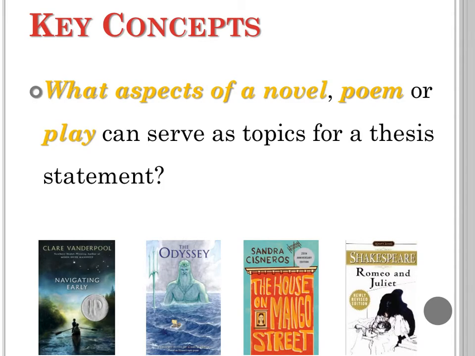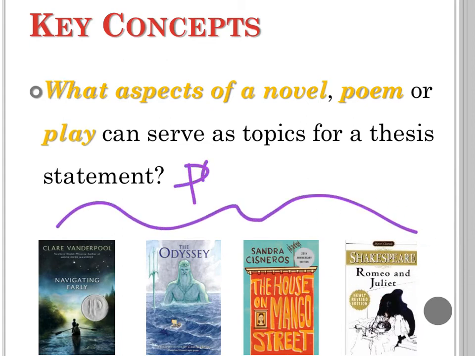Okay, so now the question is, what aspects of a literary work, whether it be a novel, a poem, or a play, can serve as topics for a thesis statement? So this summer you read Navigating Early. What parts of the text could you write about? Next, you're going to read the Odyssey here in a couple of weeks. What parts of the Odyssey can you write about in an essay? You're going to read The House on Mango Street as well, and then we're going to finish the year with Romeo and Juliet. So what parts of these texts can you write about in an essay?